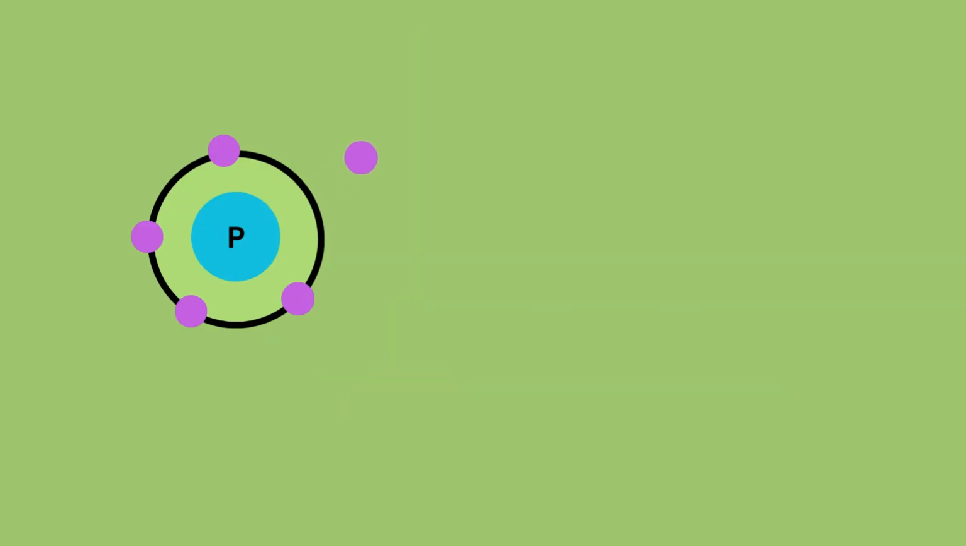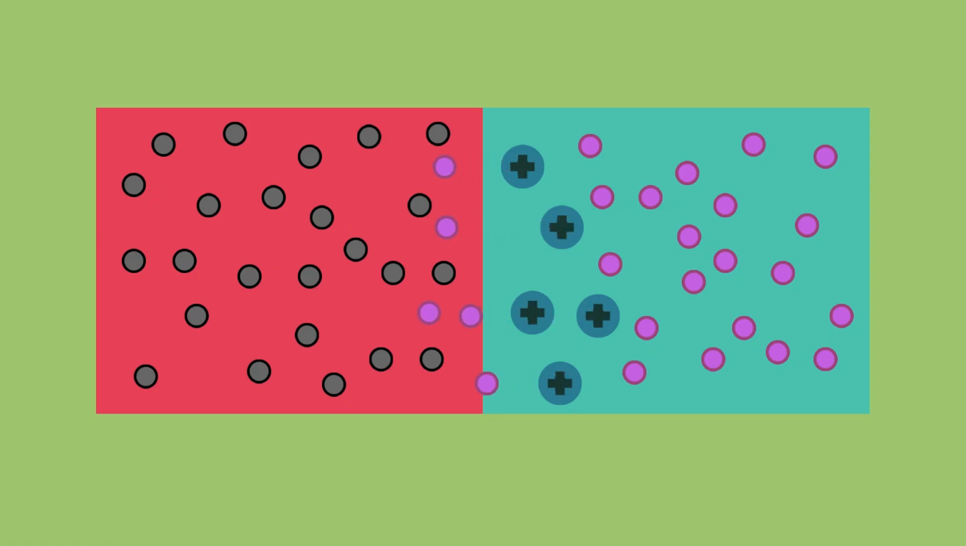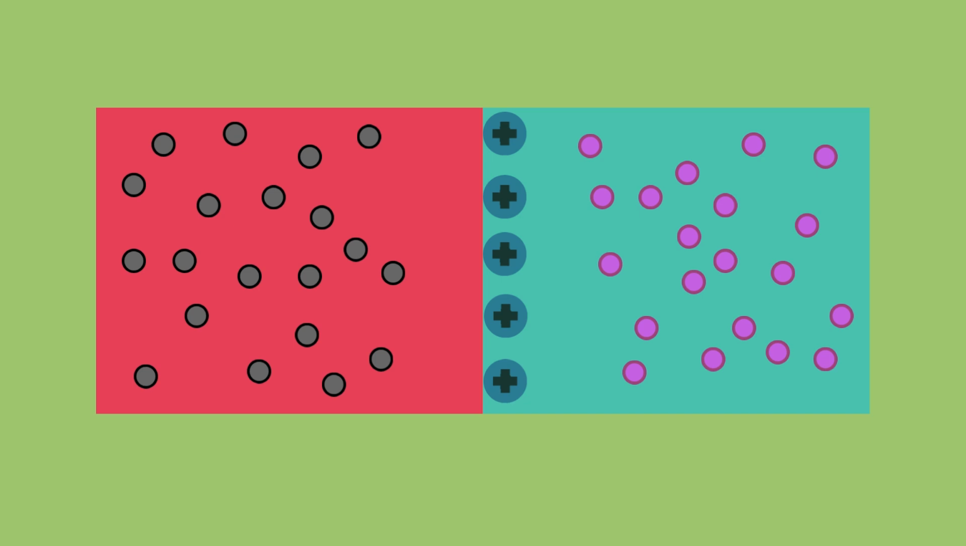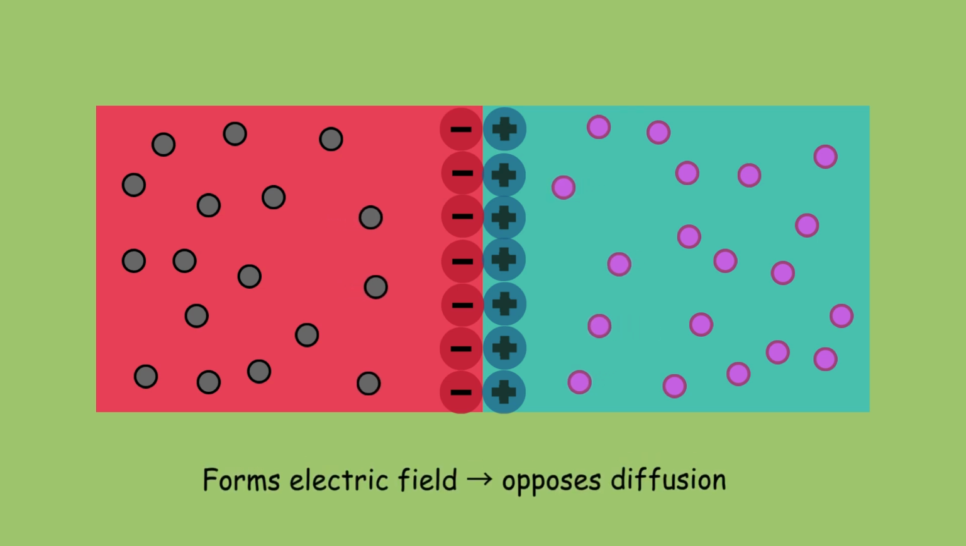As electrons and holes recombine at the junction, they leave behind immobile ions, negatively charged ions on the p side and positively charged ions on the n side. These ions don't move. They create an electric field, a kind of invisible wall. This region with no mobile carriers is called the depletion region or space charge region. It acts like a barrier, stopping further movement of electrons and holes.